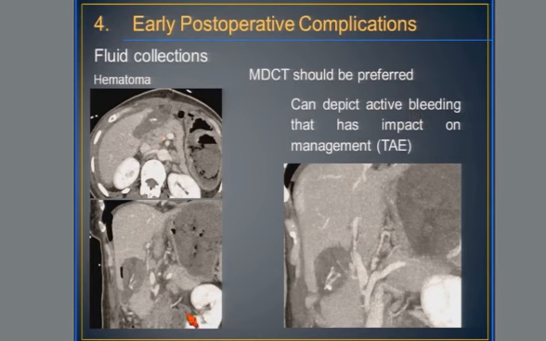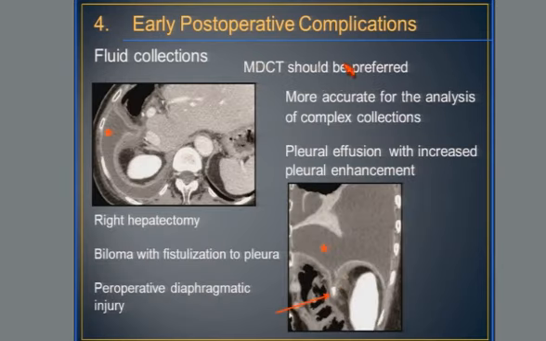MDCT should be preferred also because it can depict active bleeding, and this is a case of a patient who had surgery and there was a substantial drop in hemoglobin level, and the patient had an active bleeding and he was treated by percutaneous embolization.